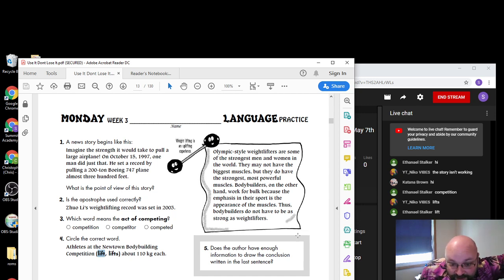All right, and then last one you have to do. All you have to do is tell me for the last one, does the author have enough information to draw the conclusion written in the last sentence? His last sentence is, thus bodybuilders do not have to be as strong as weightlifters. So what we want to do is read this little passage, and then you're going to determine whether or not they defended their conclusion. Like, did they give enough supporting details to prove that bodybuilders don't have to be as strong as weightlifters?